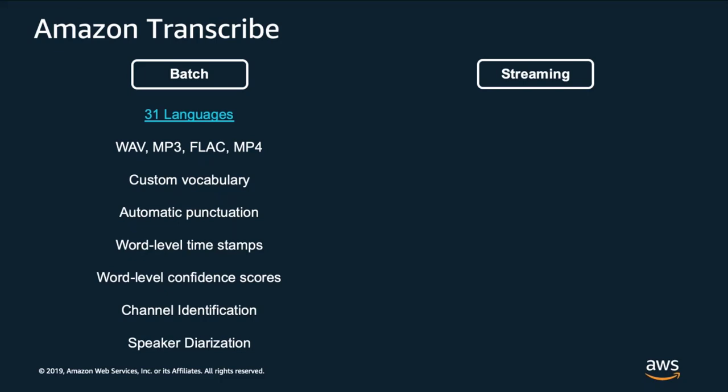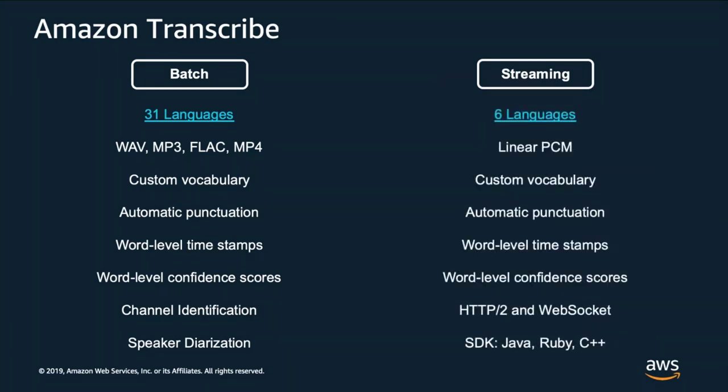With speaker diarization turned on, you can essentially identify who speaker A or who speaker B and so forth are. In the streaming side of the world, we support 6 languages. We also support linear PCM. And as you can see, custom vocabulary, automatic punctuation, word level timestamps, and word level confidence scores basically mirror what already exists in the batch world.